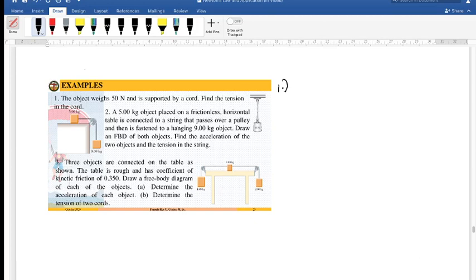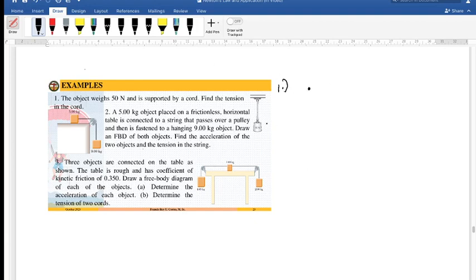Okay, so first, the object weighs 15 Newton and is supported by a cord. Find the tension in the cord. Okay, so we have to find the tension. So first, we have to take note kung ano yung object of interest natin. So ang object of interest is actually our 15 Newton object. Okay, so we have that one. So we have to put the object like a point because of the particle model.